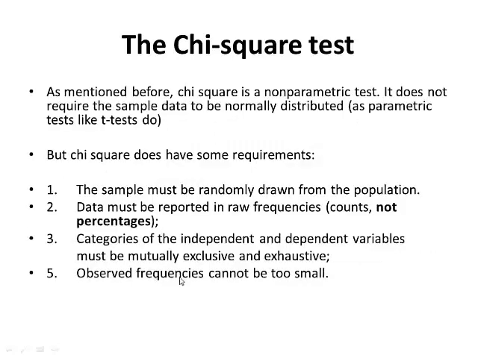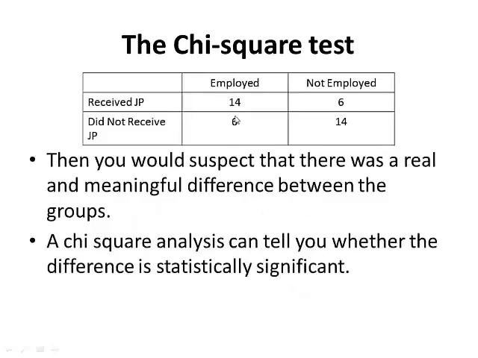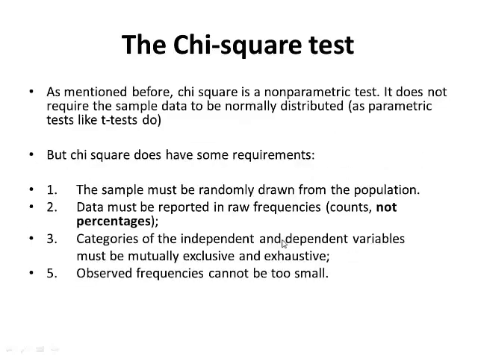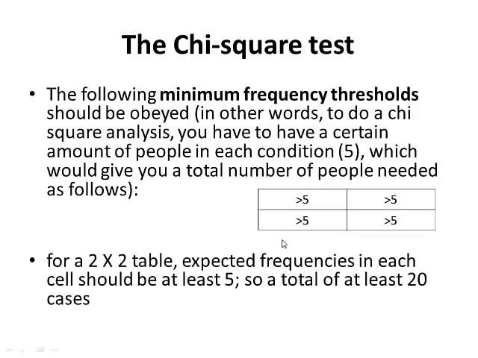And then finally, observed frequencies cannot be too small. And what that means is that in any one of those boxes, any one of these 4 boxes in which we have data, you can't have less than 5 people. And that has an implication for your data collection and selecting your sample size. If you know that you have to have so many people in order to have at least 5 in each condition, then you can calculate how many you would need in your sample to meet that condition.